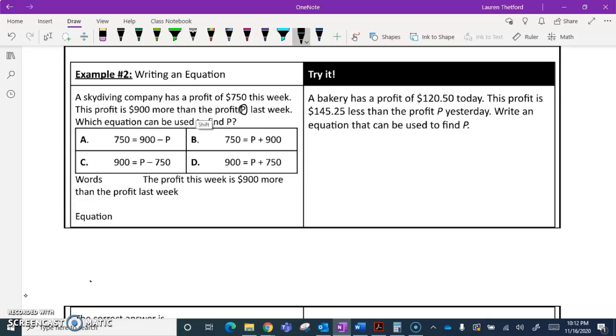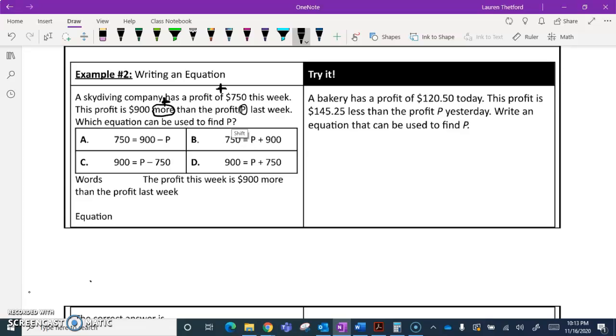So the company has a profit of $750. We're going to need to annotate this word problem. So we know it's a profit, which means it's going to be a positive $750. The profit is $900 more. Anytime we see the word more, that means we are going to add. So I'm going to put a plus sign above more.